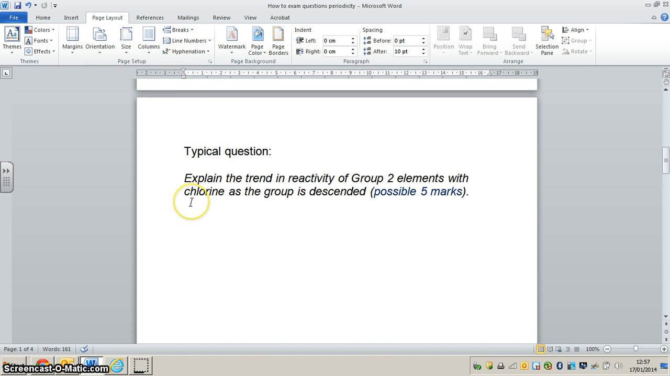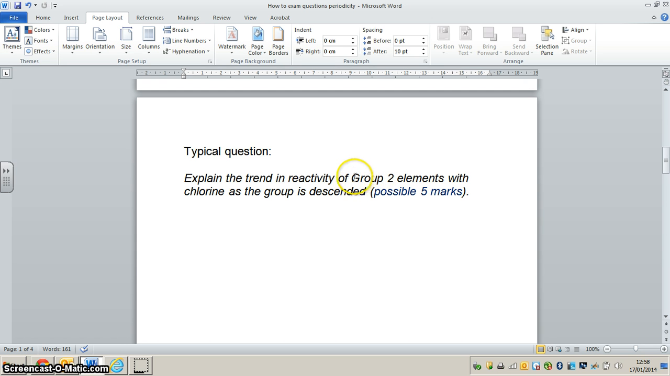So here we have a question. Explain the trend in reactivity of group 2 elements with chlorine as the group is descended. Now, things to pick out before we begin the model answer is that it's group 2, so it could equally be group 1, but in the OCR syllabus it specifically mentions group 2 and group 7.